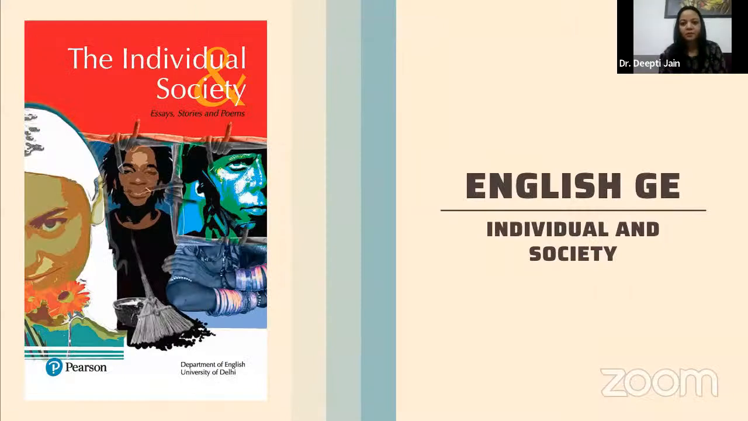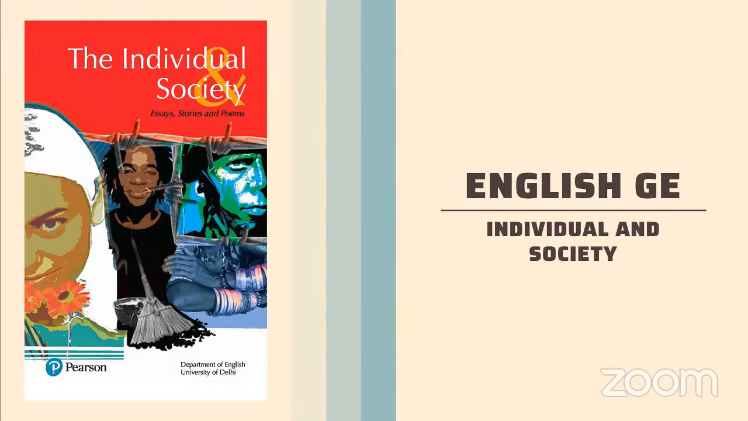Yes, it is visible. Yeah, so the paper that the English department is offering to second semester students is called Individual and Society. That's also the name of the book. I put a cover of the book here so that the students get an idea of what the book looks like. It's just one book which has a collection of short stories, poems, and other prose writings, which have been handpicked by the English department to introduce to students ideas related to class, gender, race.